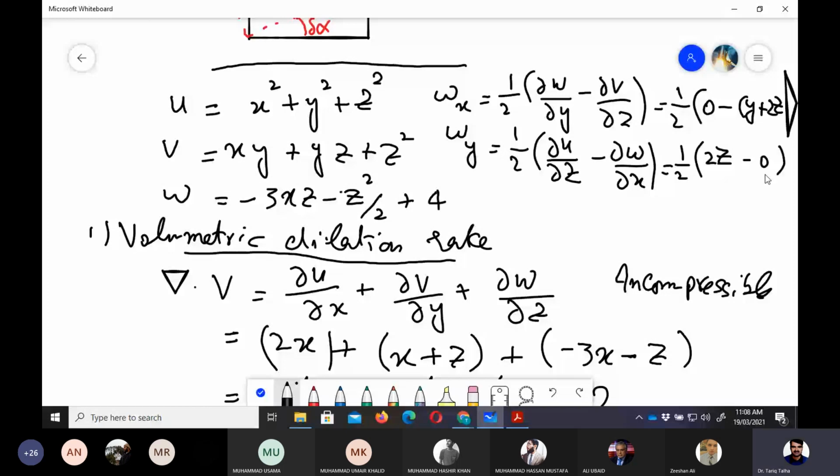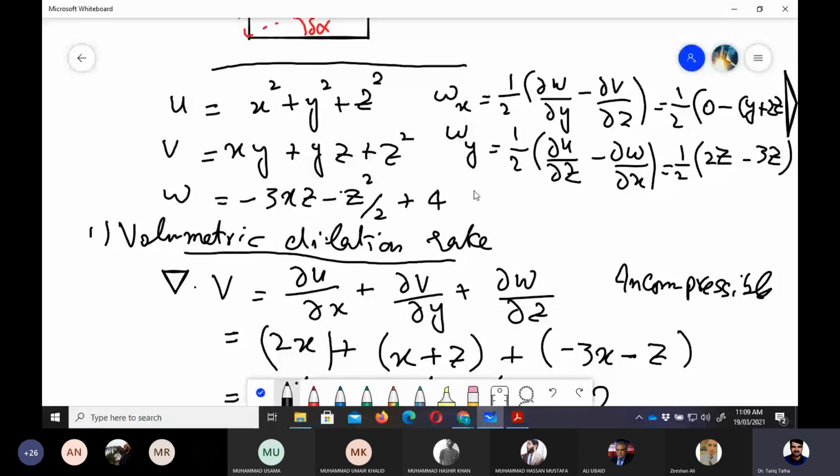Okay. Partial W by partial X is not 0, just a minute. It would be minus 3Z. I didn't see that X there, so it should be minus 3Z. Someone has rightly pointed out.